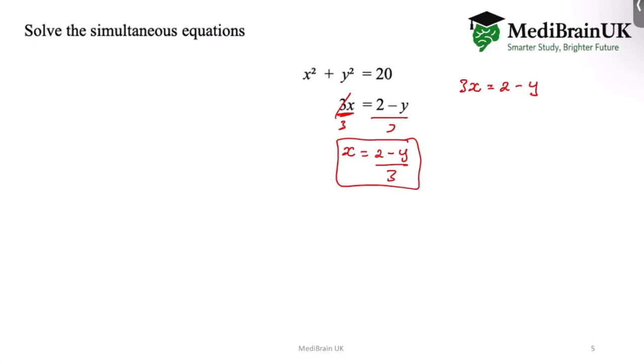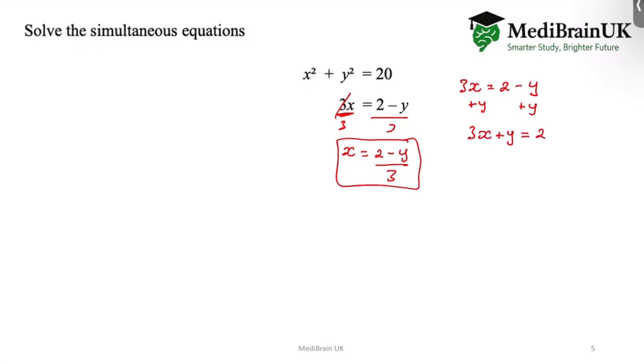Now we've got 3x equals 2 minus y. Can we try and make y the subject of the formula? If we move the y to the other side, at the moment it's minusing y. Let's add y to both sides, and that's going to get us 3x plus y equals 2.